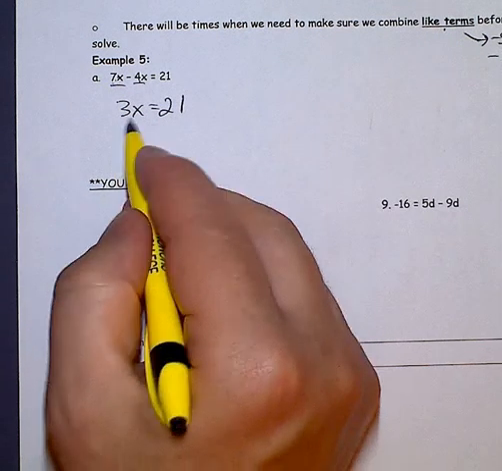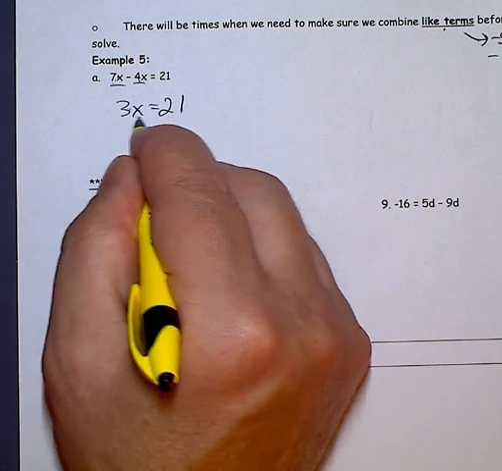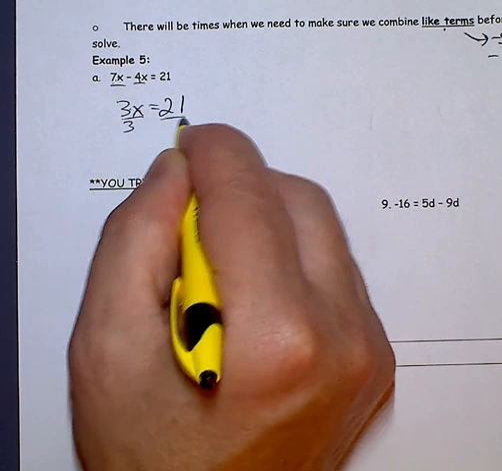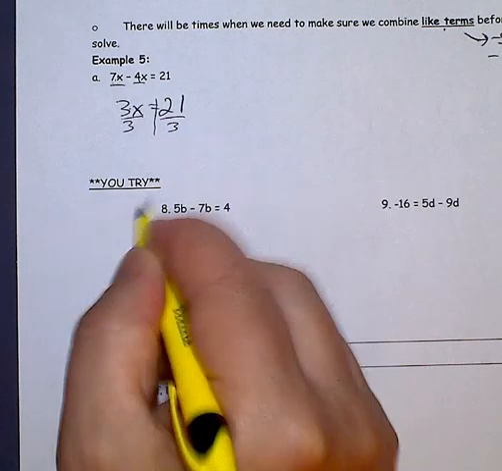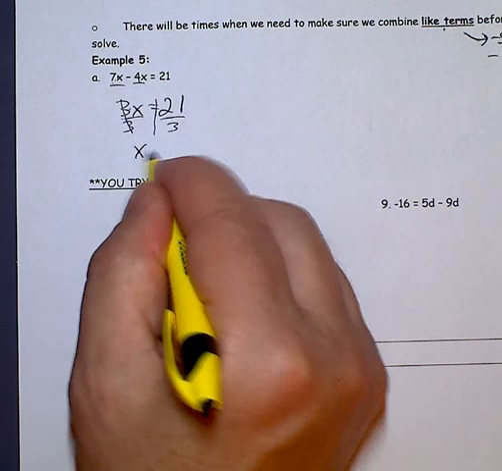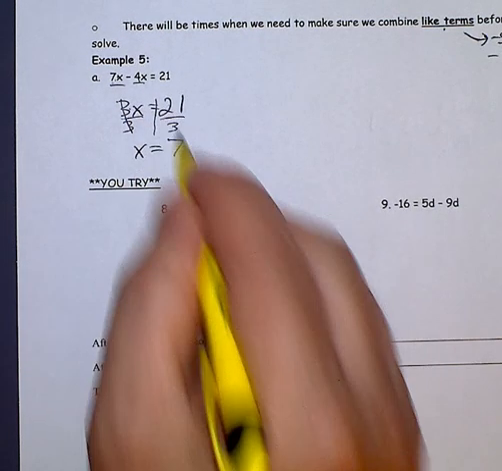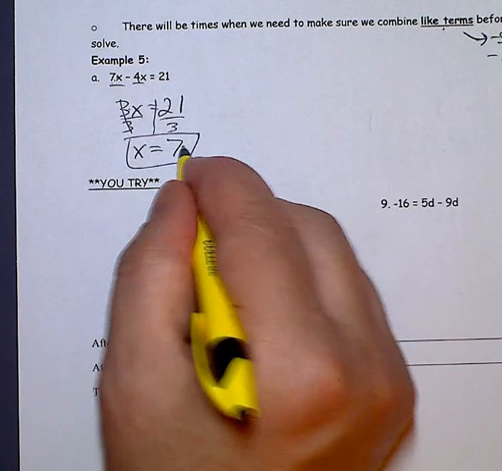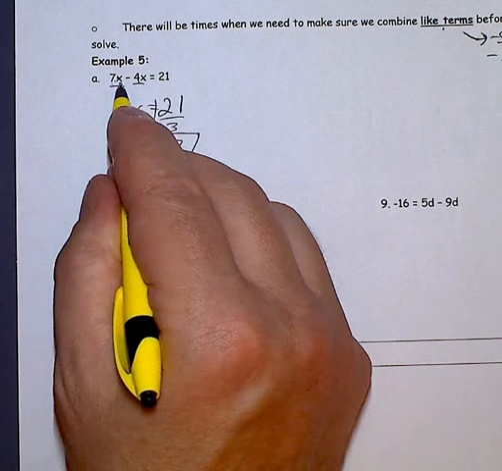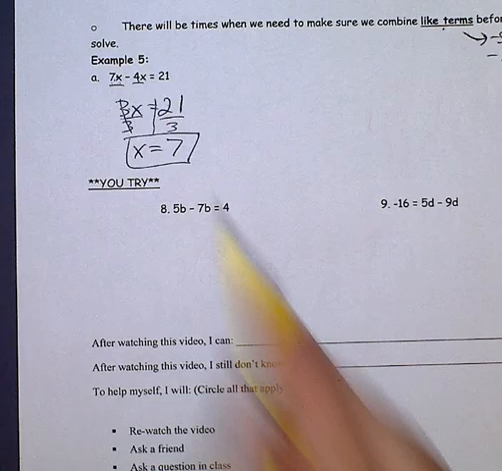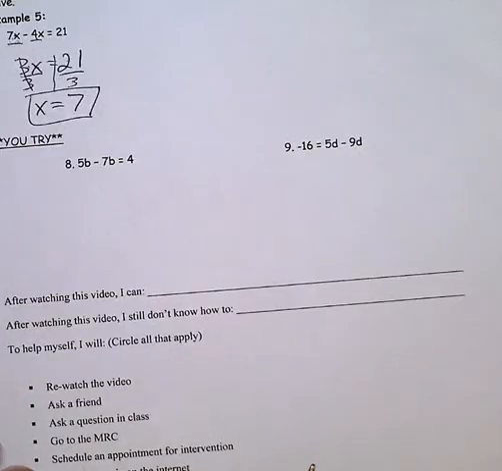Okay, now 3 is being multiplied by x, so I undo that by dividing by 3 on both sides. This cancels. X equals 7. 21 divided by 3 is 7. And you could double check that if you want. You can plug that in there and it's going to equal 21. So, a couple U tries.